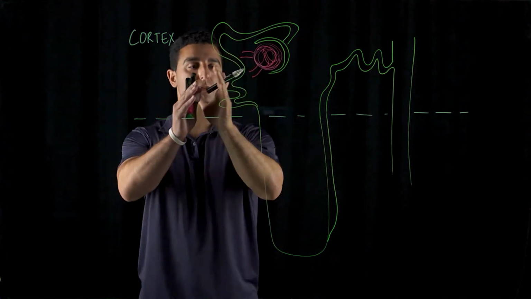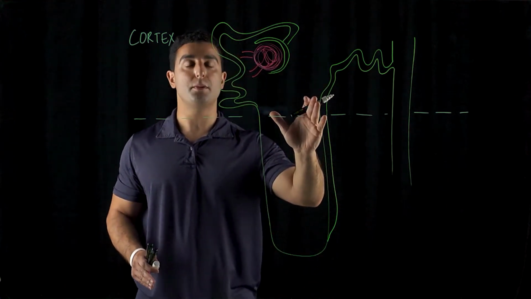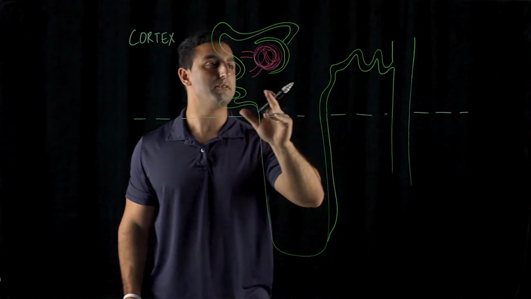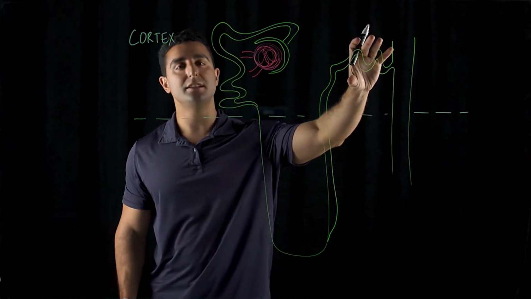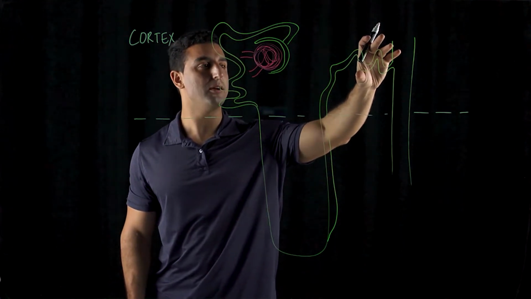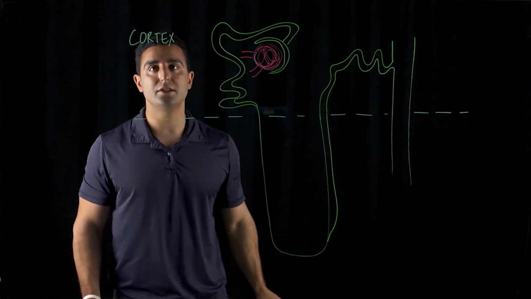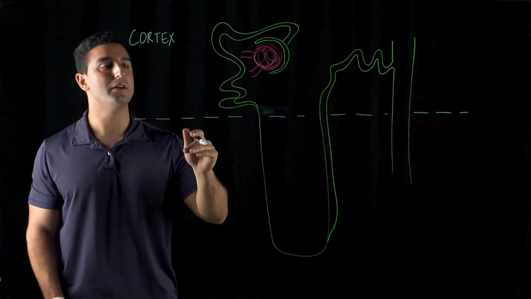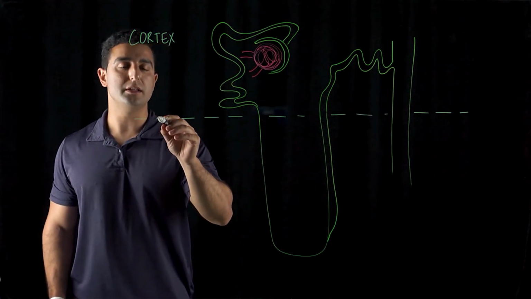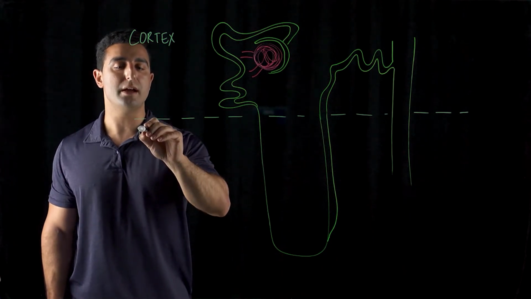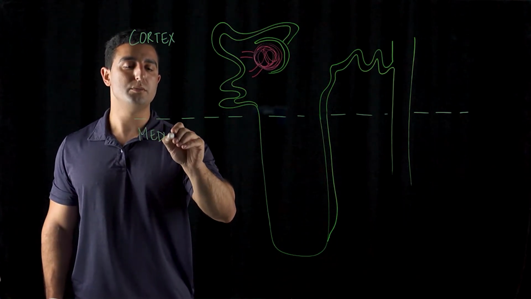And then we go to the loop of Henle, which is part of a different region of the nephron. Then this other region here, the distal convoluted tubule, because it's far. And then we have the collecting duct. So this is the cortex, the outer layer of the kidneys. And the next region right here is called the medulla.